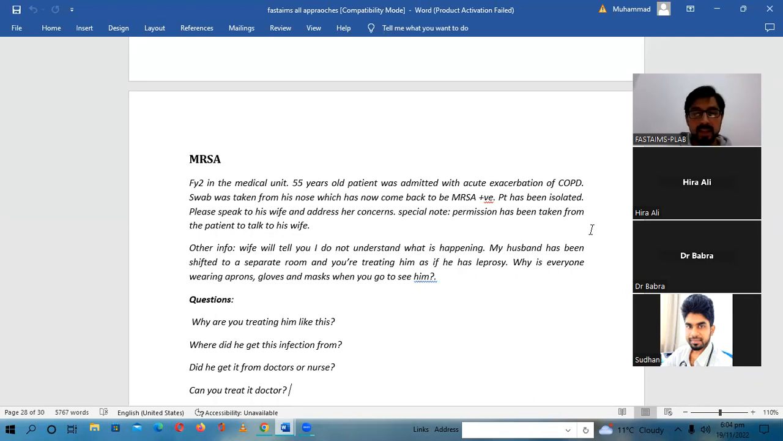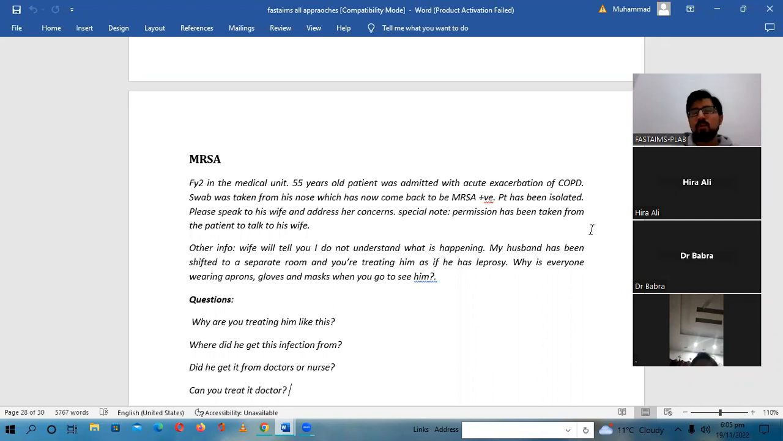Okay. And then the wife will say, okay, what are you going to do for him now? And you have to say that we have started the treatment. He has been given antiseptic creams, which he needs to apply to his nose on both sides. You can tell the duration as well, around 5 days, 2 to 3 times a day. And he has also been prescribed antibacterial shampoo. And we would be changing the towels and beddings every day.